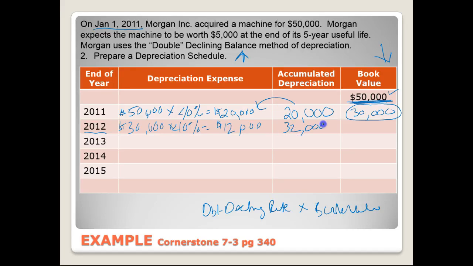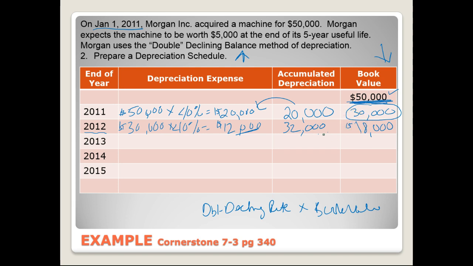Right, $32,000. So now we need to decrease last year's ending book value by the additional amount of depreciation, which is $12,000. So 30,000 minus 12,000 would get us 18,000. The other way to look at that is take our original book value minus total accumulated depreciation. 50,000 minus 32,000 also gets us $18,000.